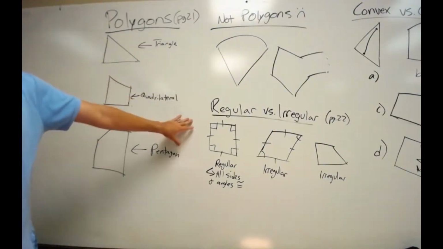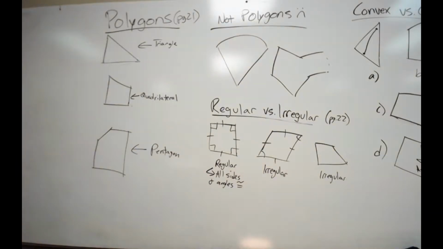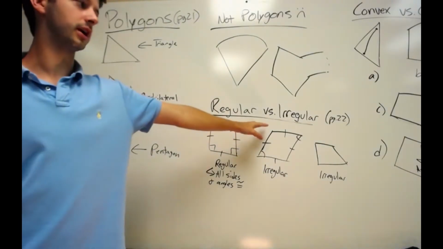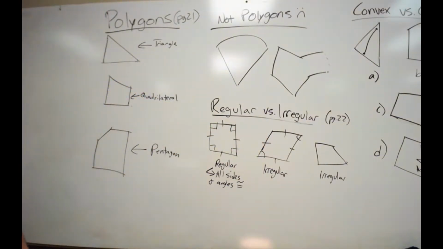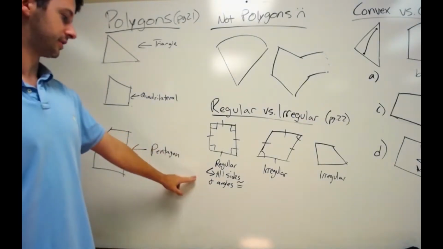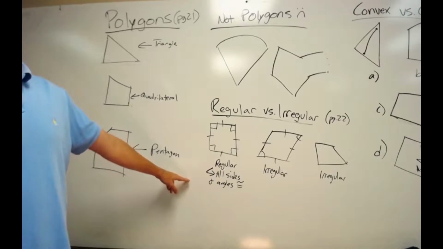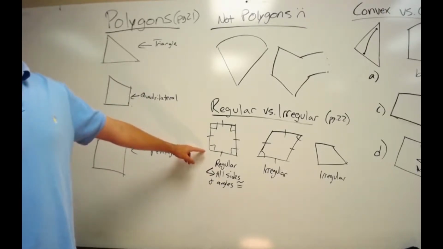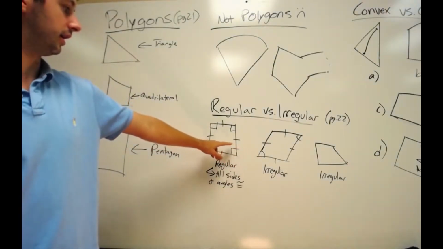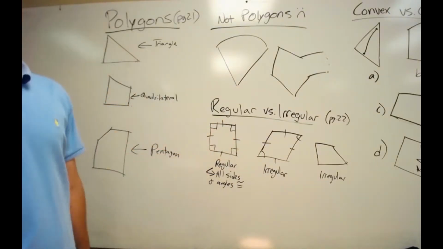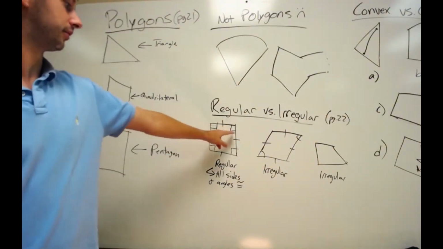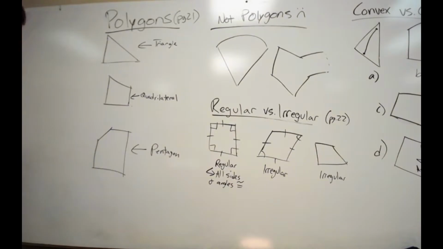Now a couple of subcategories of polygons. You have regular versus irregular, looking at page 22. A regular polygon, the definition for that is all sides and all angles must be congruent. So right here you have a square. All the sides congruent, same length. All the angles congruent, same measurement. So therefore it is considered a regular polygon.